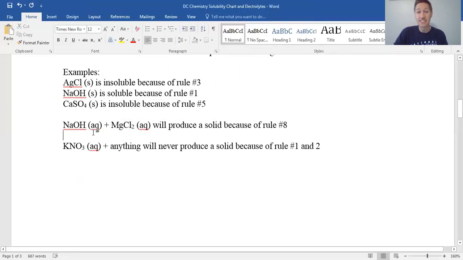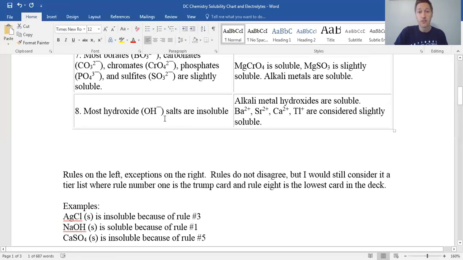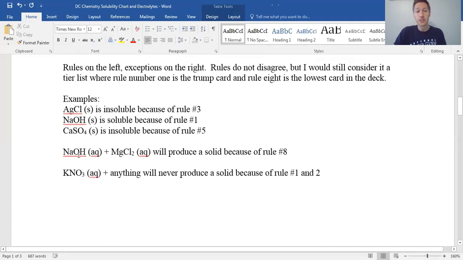However, if we mix these things together inside of the solution, then in the resulting solution with both of these coming together, the OH would run across the magnesium. And then because of rule number 8, normally hydroxide salts don't dissolve, they're insoluble. Magnesium is no exception, so we would find out that magnesium would actually react with the hydroxide to make a solid.